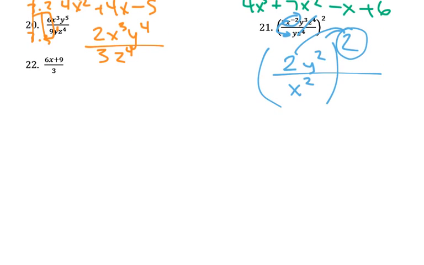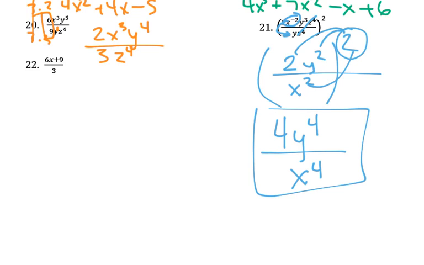Then that 2 distributes. So 2 squared is 4. Y squared squared is y to the 4th. X squared squared is x to the 4th. So there's your answer. Simple as you can get it.